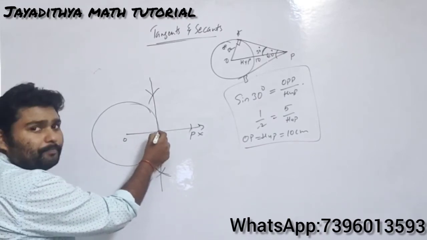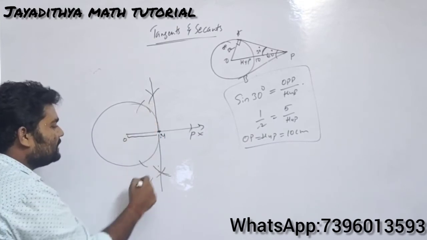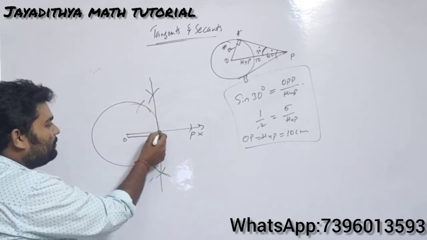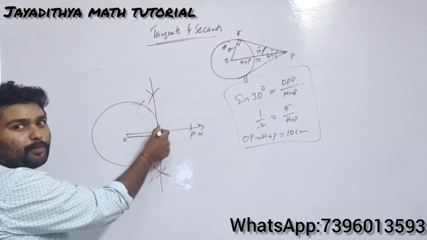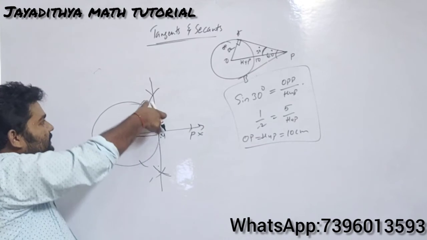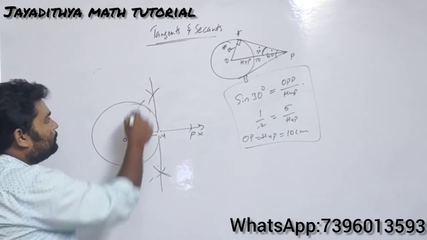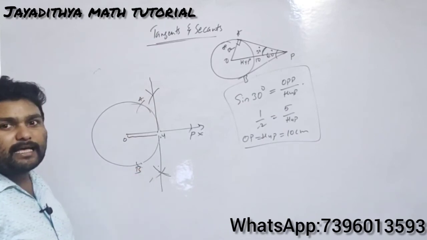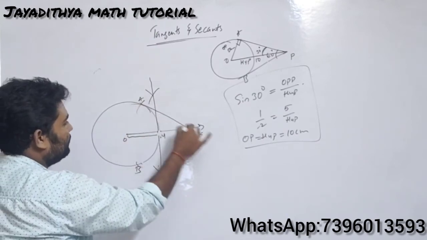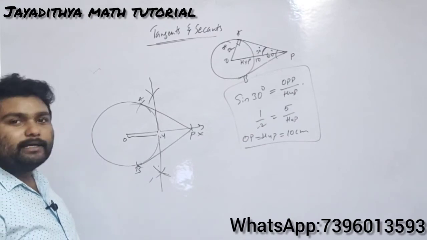From M, take MO as radius, and cut the circle at two different points. Take M as center, and your radius must be MO. With the MO radius, cut the circle in this manner. Here, in both the parts, it will be cutting. Let us mark these as A and B. Join PA and join PB. PA and PB are our required tangents.